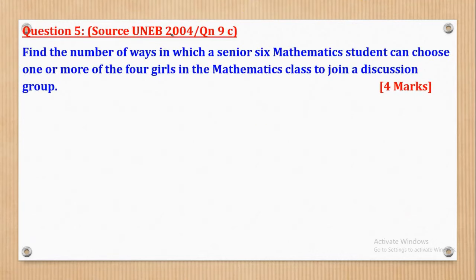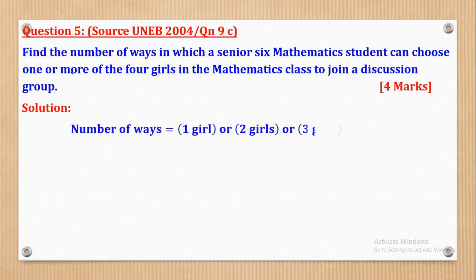Question 5 came from UNEB 2004, paper 1, question 9C, and says, find the number of ways in which a senior 6 mathematics student can choose one or more of the 4 girls in the mathematics class to join the discussion group. They said one or more of the 4 girls. So the number of ways can be you choose one girl, or you choose 2 girls, or you choose 3 girls, or you choose 4 girls.